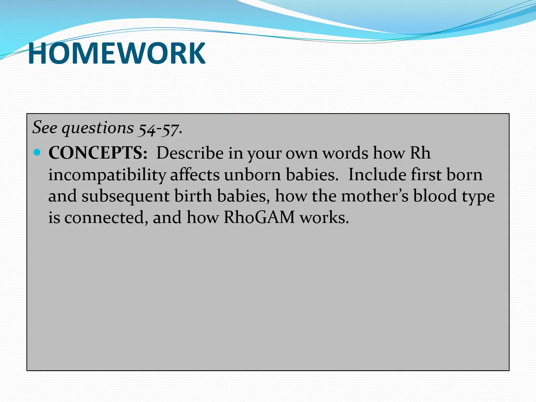So here's another one of our things that are inside our review guides, right? Where we're able to absorb this stuff, learn it, and then be able to talk intelligently about it in our own words. So you want to describe in your own words how Rh incompatibility affects unborn babies. Include firstborn and subsequent birth babies, how the mother's blood type is connected, and how RhoGAM works.